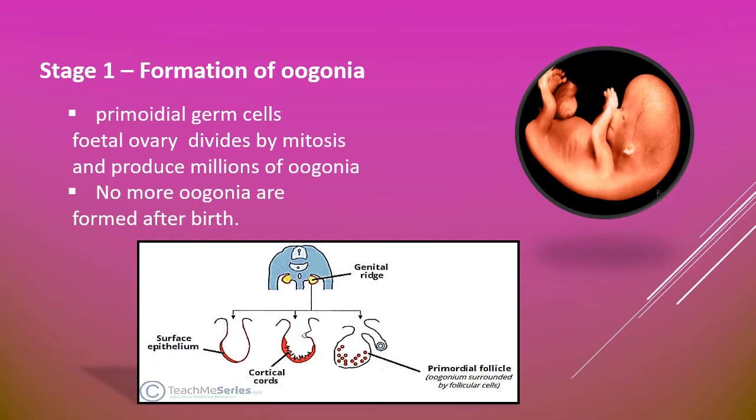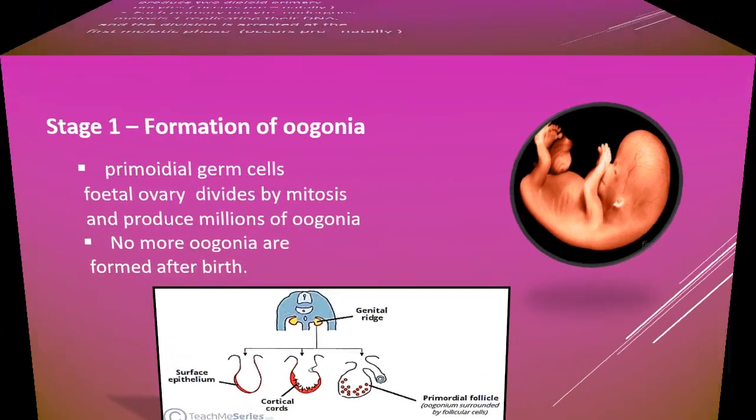At the same time, the germinal epithelium that surrounds the ovary produces bud-like cells called follicles. The formation of follicles is called folliculogenesis. Now, the follicles surround a single oogonium and develop into primordial follicles. The main function of the follicles is to support the oogonia.